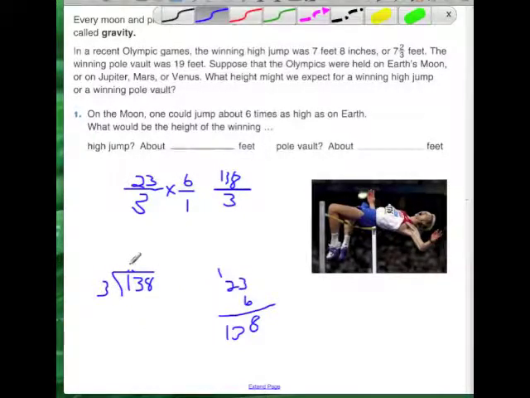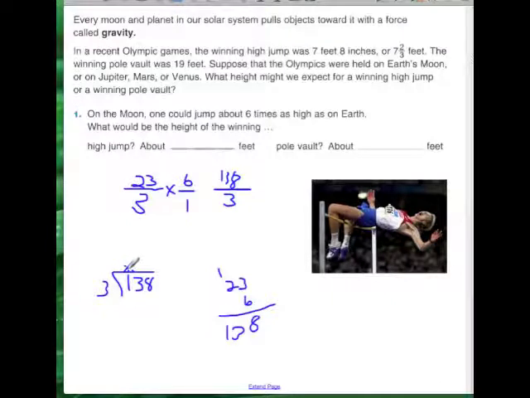Okay, so we know 3 does not go into 1. We can place an X. 3 goes into 13 4 times. 4 times 3 is 12. We know that 3 minus 2 is 1. And 1 minus 1 is 0. So now we bring down our 8. And we know that 3 goes into 18 6 times. So our answer is about 46 feet.